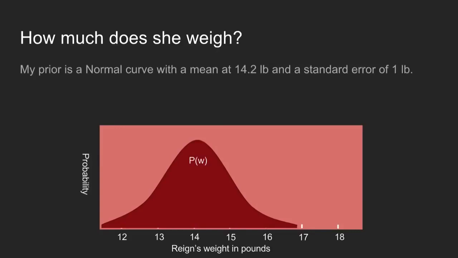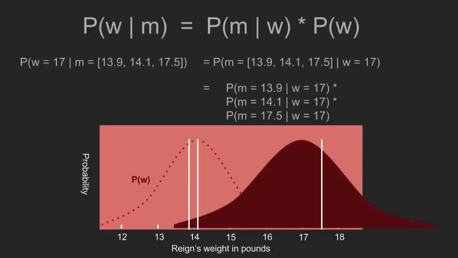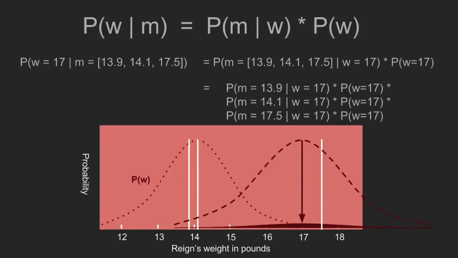This is the probability of her being a given weight. So this time we're not neglecting the prior term. We're not setting it constant. We're going to use it. And the way this plays out now is we assume, okay, what if she were 17 pounds? Well, we need to multiply that now by the probability of our prior showing that she's 17 pounds, which actually makes that quite small. Now we calculate and multiply the three probabilities of our measurements occurring.